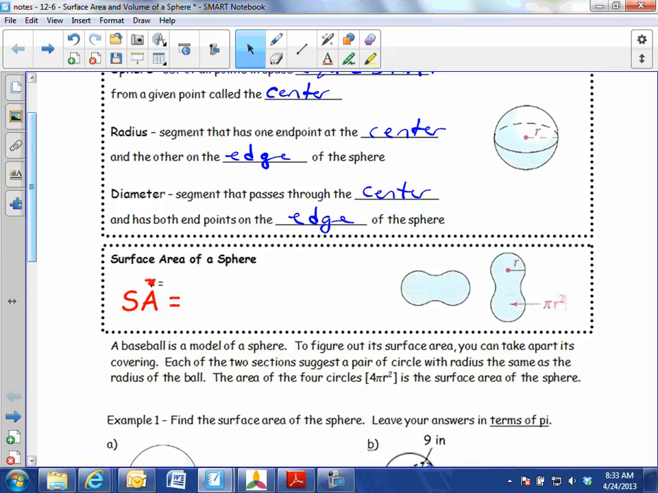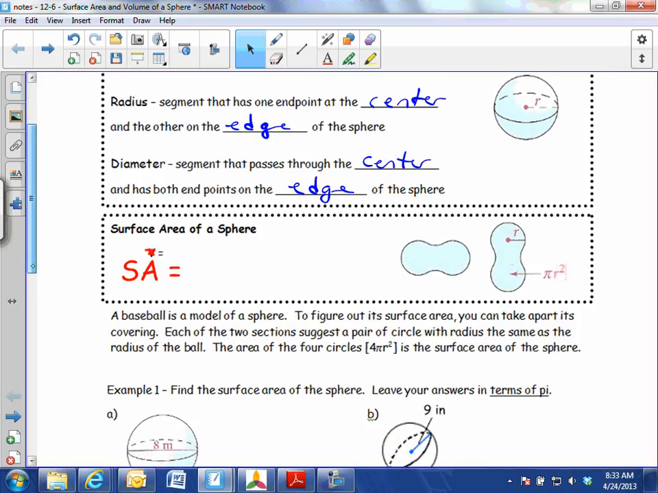So, if we have a tennis ball or a baseball or something like that, if you look at the stitching, it goes around this way, it comes around like that, and if I was going to cut it at the stitching, how many pieces would I end up with? 2 pieces. If we take those pieces and we lay them flat, they're going to look kind of like this, right?